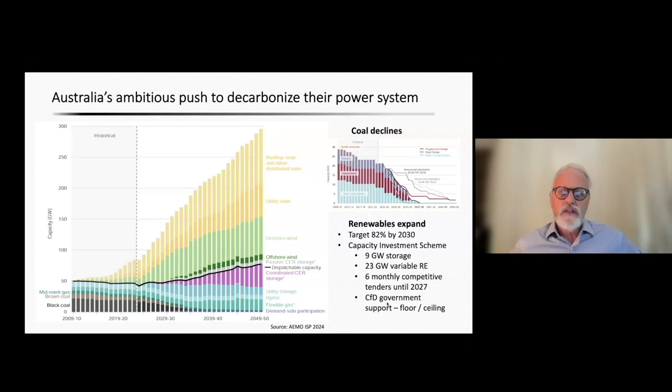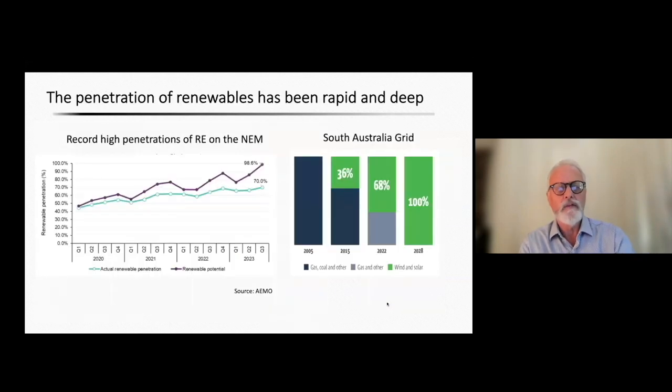And this is supported by very significant government underpinning. So there's a floor price below which they'll support these IPPs and a ceiling price. Perhaps Bruce can correct me here, but my understanding is that is shared. If you go above that price in the market, benefits are shared equally between the IPP and government.